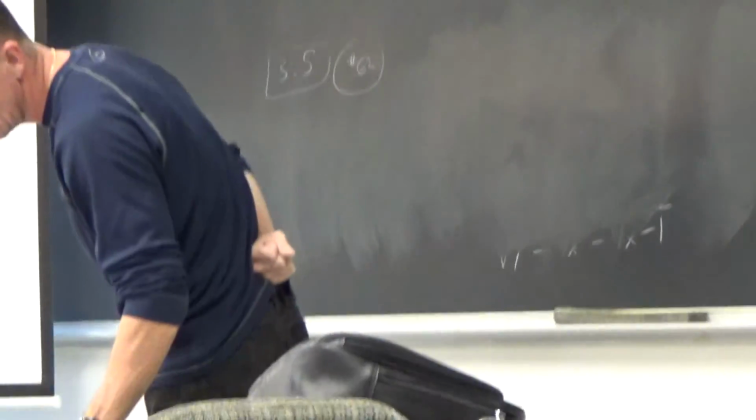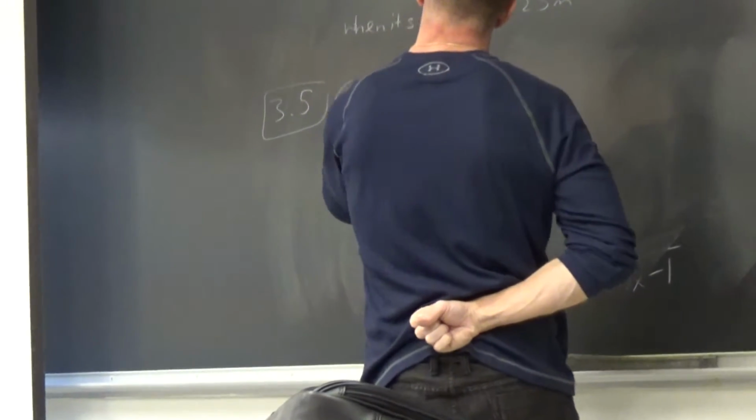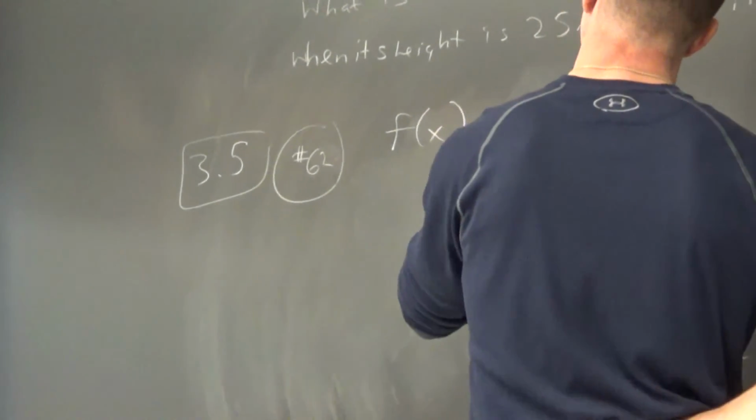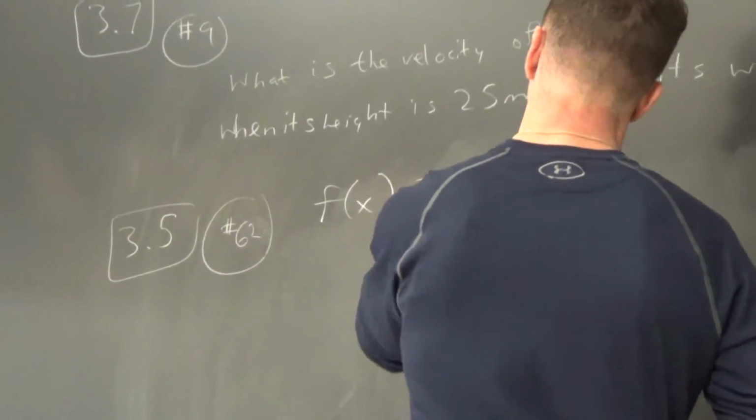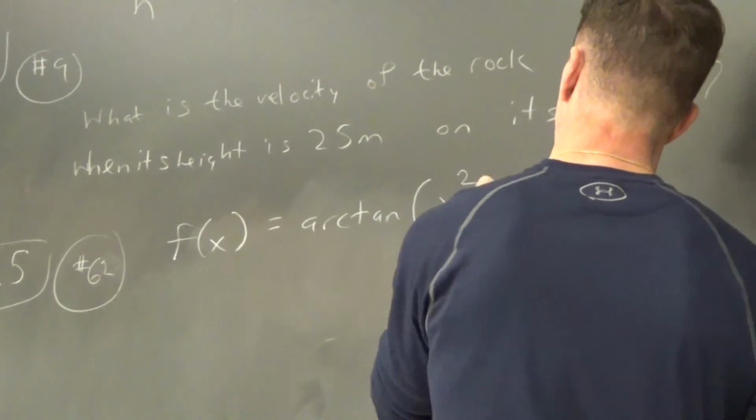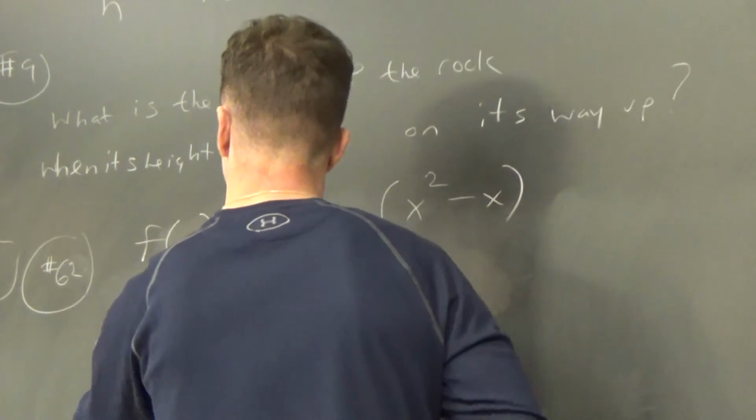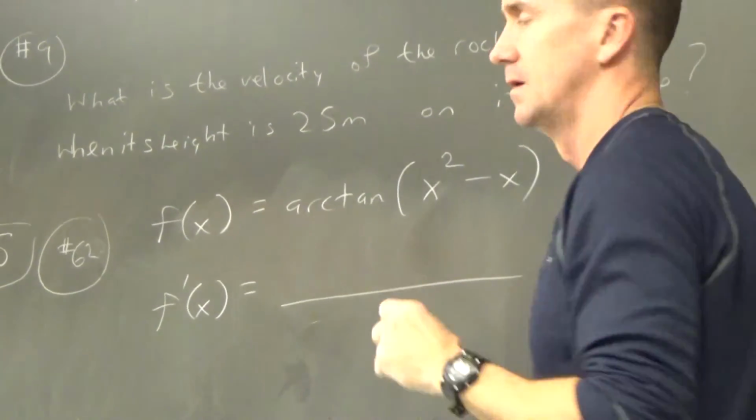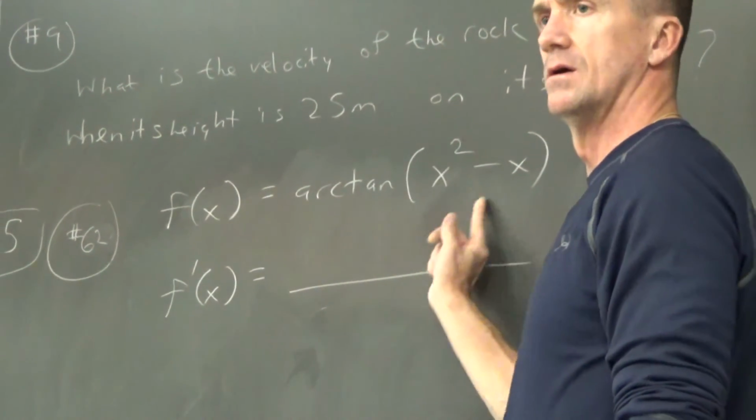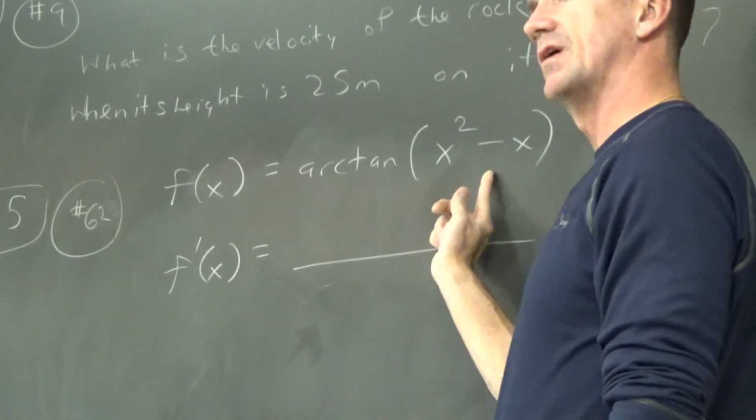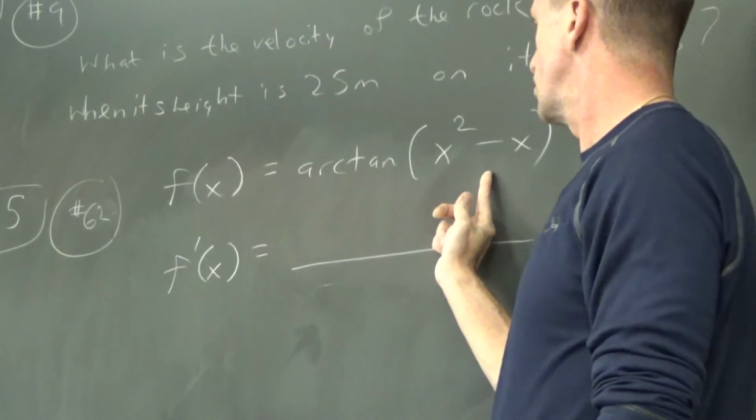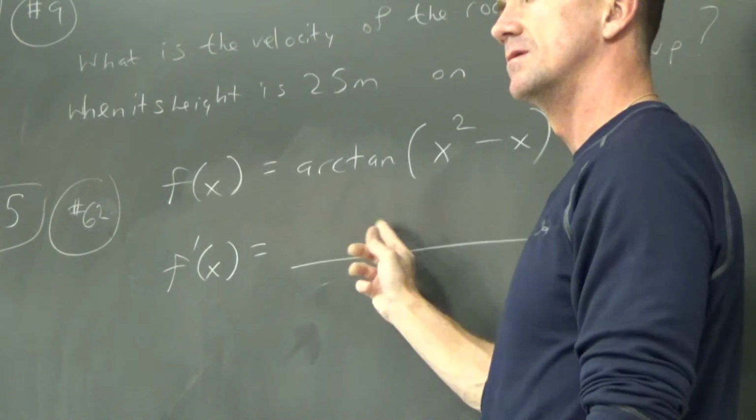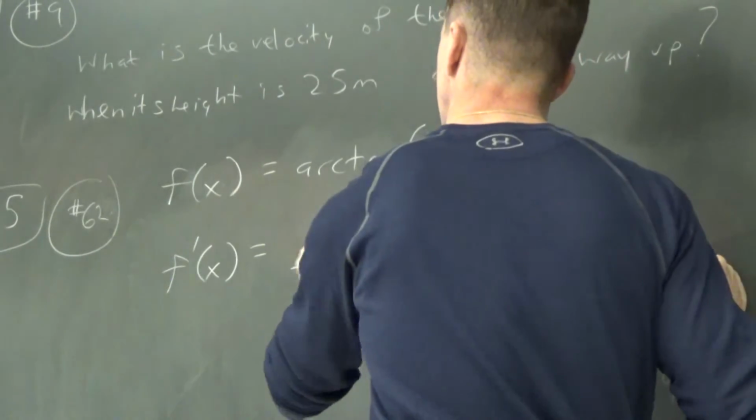62. f of x equals arctan of x squared minus x. Find the derivative. All right, there's your g. What's the derivative of that? 2x minus 1. I'll put that up there. Chain rule: 2x minus 1.